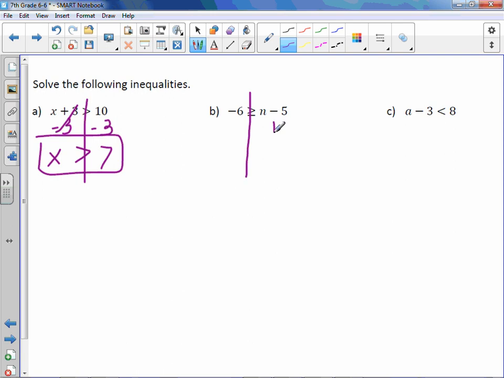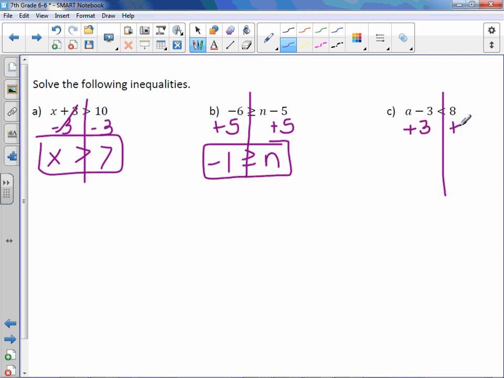Letter B. To get n by itself, we add 5 to both sides. Negative 6 plus 5 is negative 1. Bring down your symbol. Negative 1 is greater than or equal to n, which means our n values are all less than or equal to negative 1. Letter C, to get a by itself, we're going to add 3 to both sides. We get a, bring down your less than symbol, a plus 3 is 11. A is less than 11, so our solution is all values less than 11.